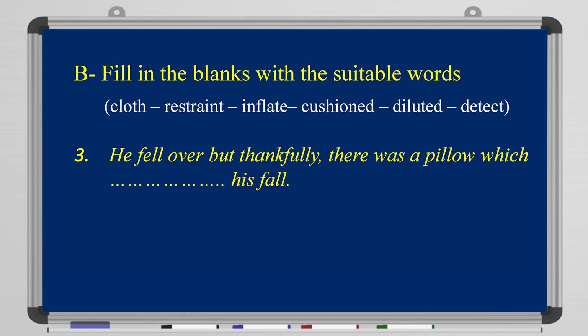Number 3. He fell over, but thankfully there was a pillow which blank his fall. So a pillow, which blank his fall. Cloth, restrained, cushioned, diluted. What do you think? Those 4 words left for us. He fell over, but thankfully there was a pillow which blank his fall.